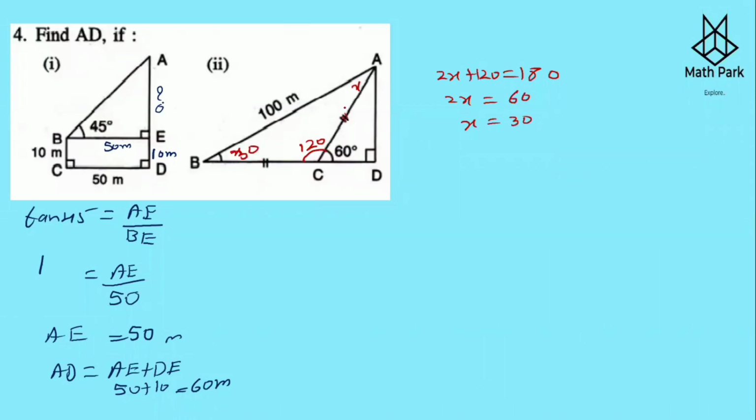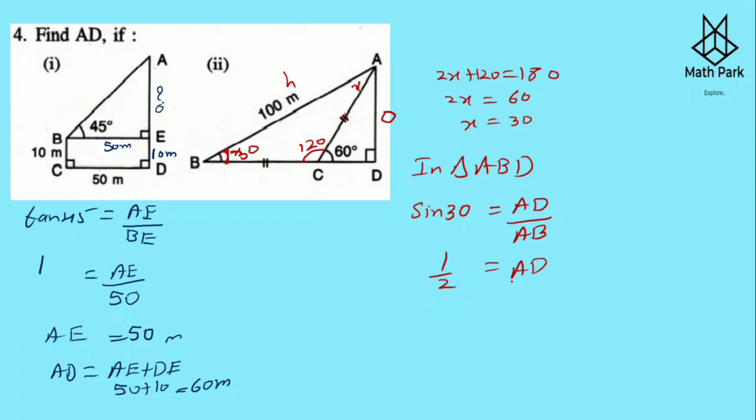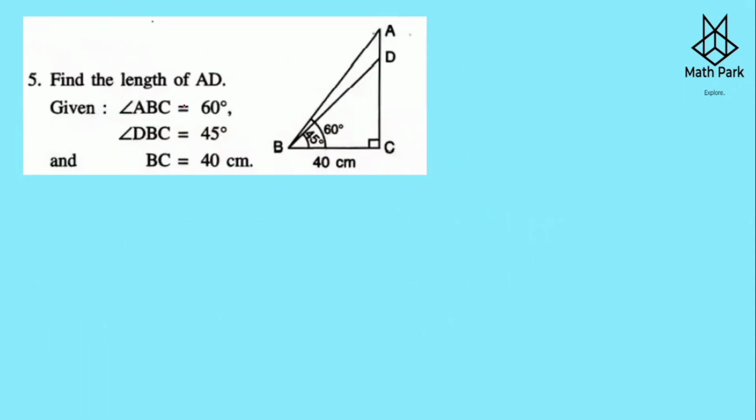This angle is 30. Now in triangle ABD, we will be using, this is a 30 degree angle and this is the opposite side and hypotenuse. So we will use sine 30, that is sine B. We are using angle B is equal to opposite side, which is AD, upon hypotenuse, which is AB. We know that sine 30 is half is equal to AD upon AB, which is given as 100. So take this 100 over here. So 100 upon 2 is equal to AD. So you get AD is equal to 50 meters. Got it?